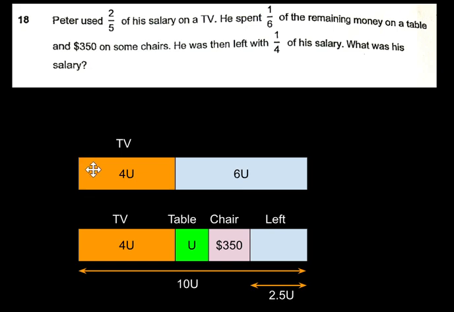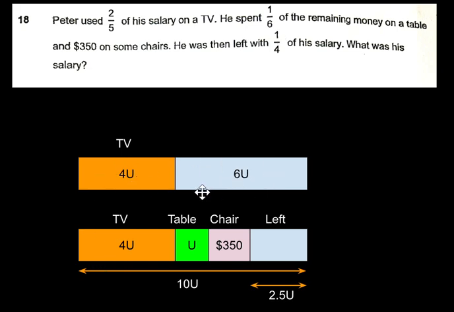Okay, so Peter used 2/5 of his salary. So by right you can use 1U and 4U, but we know that later on we're going to use 1/6 of the remaining. So one way is to represent it with 4U and 6U, so that later on we can use it for 1/6 of the remaining money. So that's the first thing.